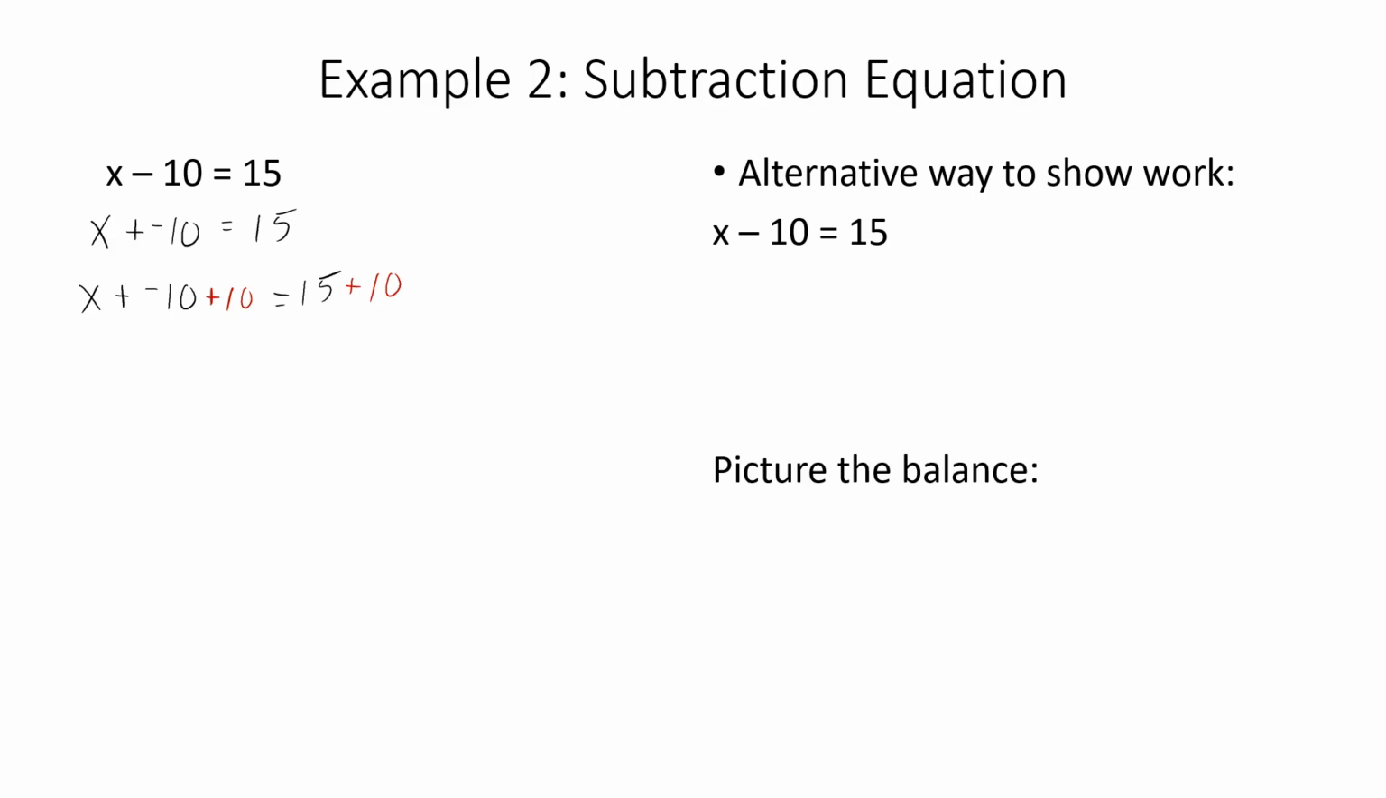Right here, a number plus its opposite is equal to 0. And so I end up with x plus 0 is equal to whatever 15 plus 10 is, that is 25, and x plus 0 is x, therefore x is equal to 25.